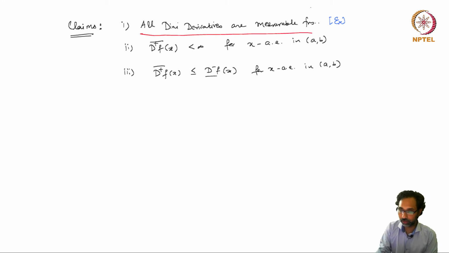The second one claims that the upper Dini derivative, the lim sup for the positive part, is finite almost everywhere in (a,b).